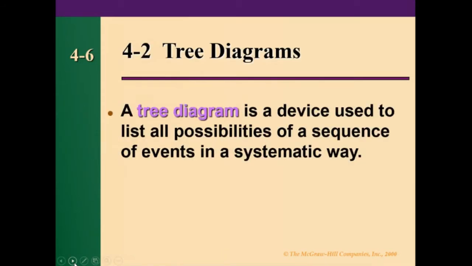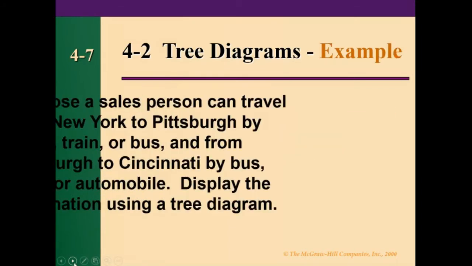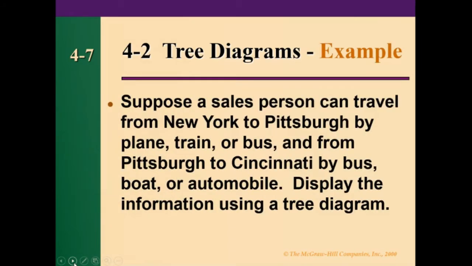Okay? So a tree diagram is a device used to list all possibilities of a sequence of events in a systematic way. Suppose a salesperson can travel from New York to Pittsburgh by plane, train, or bus, and from Pittsburgh to Cincinnati by bus, boat, or automobile. Display the information using the tree diagram.